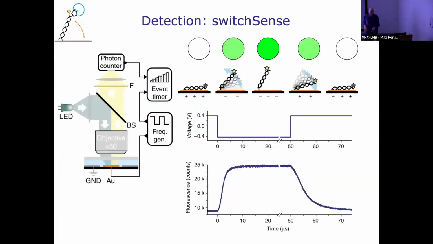Okay, so for switch sense, it's a bit different. Again, you've got these nanolevers. So you've got essentially a camera focusing onto the spot, and then there's electrodes across in the actual spot. And so they're going to then alternate the current.